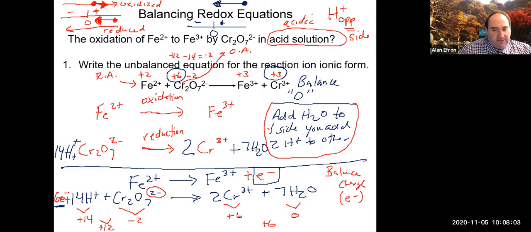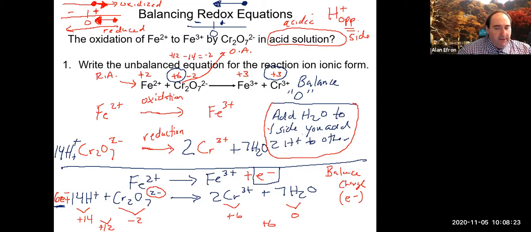So that's why it's good to have an idea as to which one's which. You will know when you add your electrons if you are adding them to the correct side, and you should never ever add electrons to the same side because they should always cancel out. Any questions up to there?